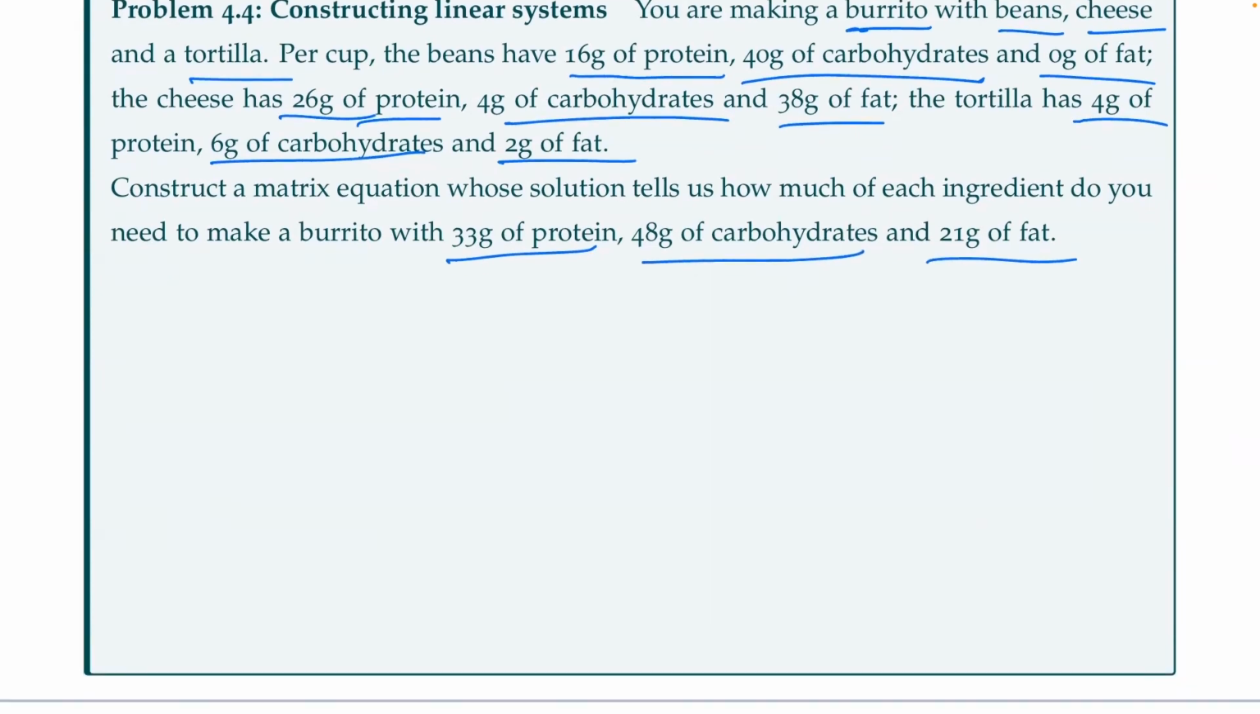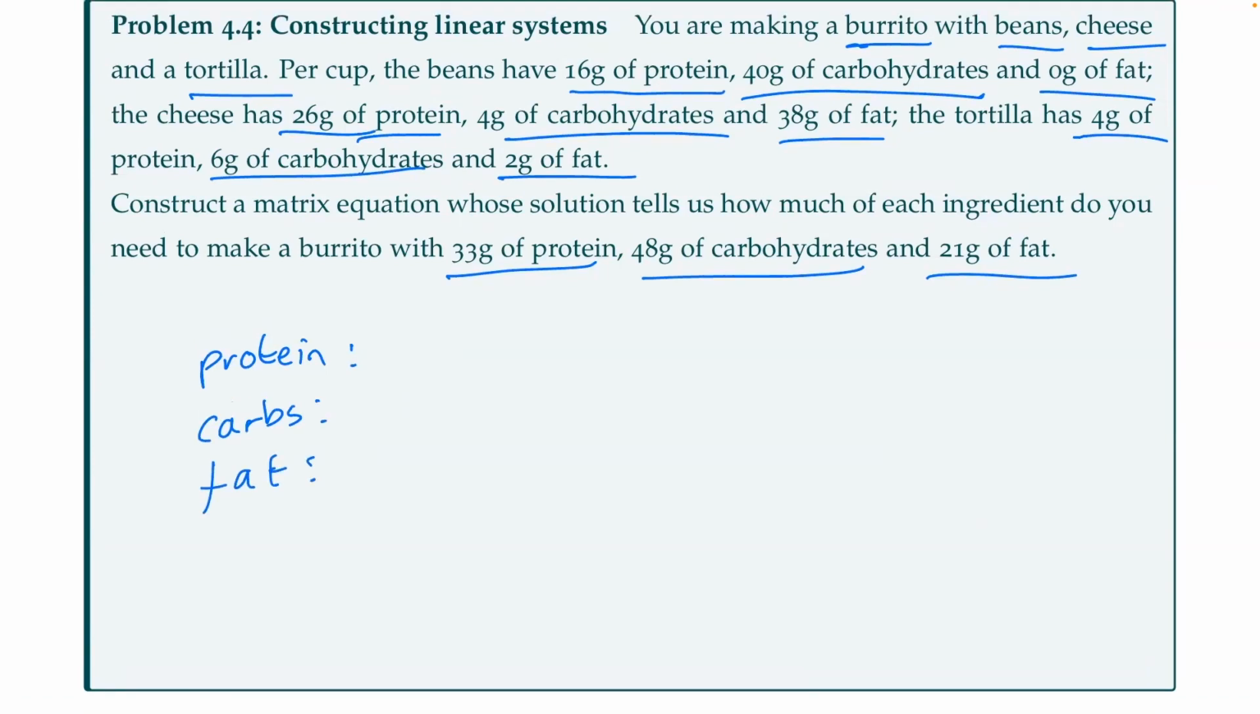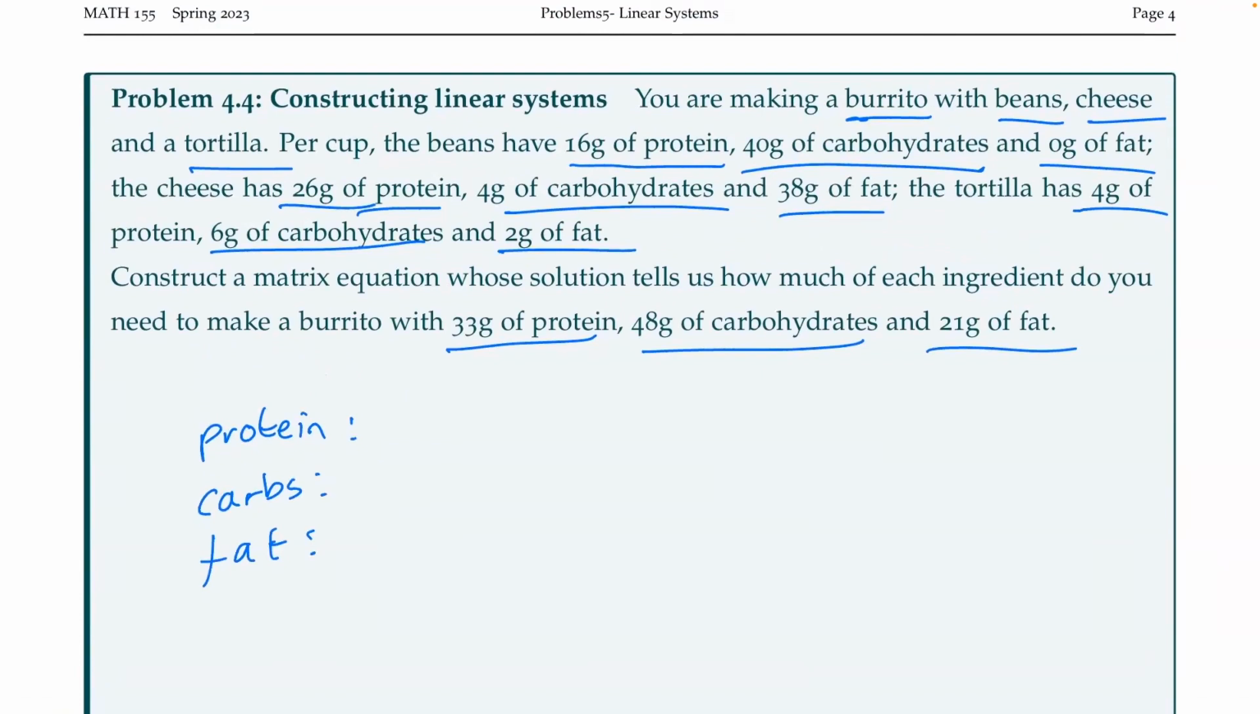Well, we just need to write down an equation or a system of equations for each of these different types of nutrients. So we have protein, we've got carbs, and we've got fat. And what are we told? Well, I'm going to let the beans be B, the cheese be C, and the tortilla be T.